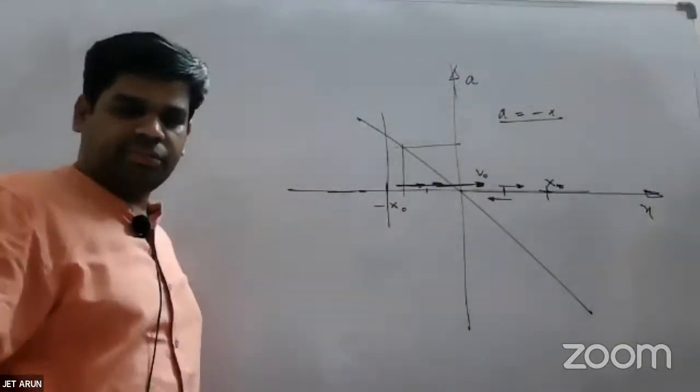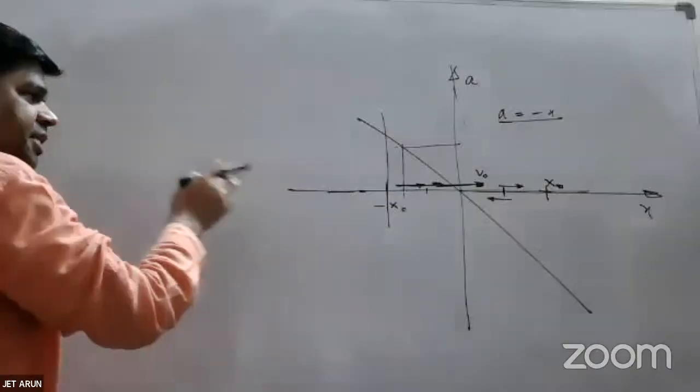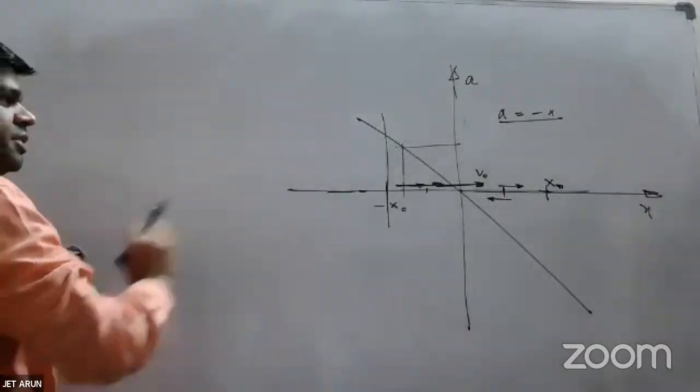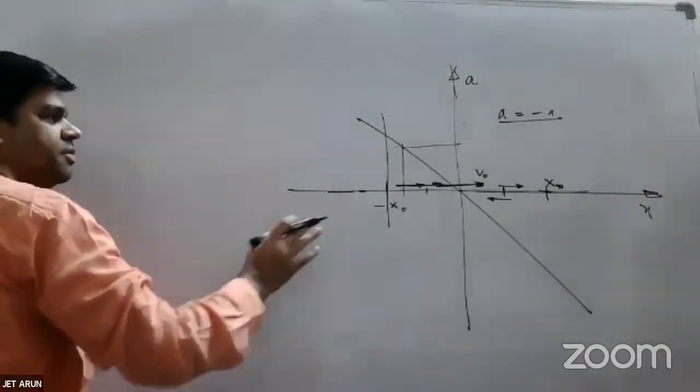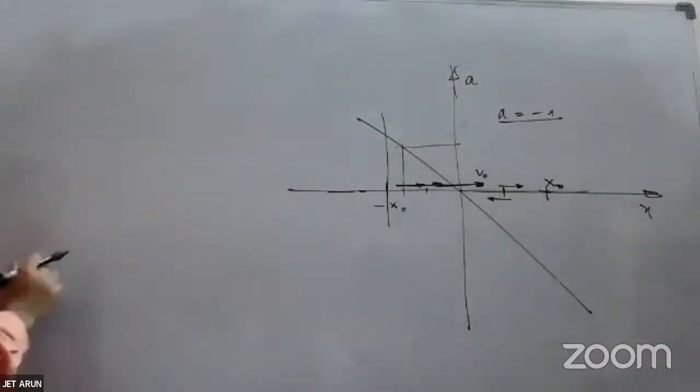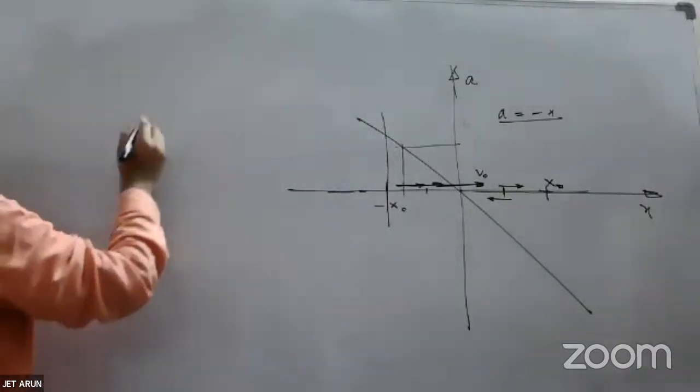All right. Yes, sir. Okay, now let us write equations for this one. This is the physical analysis correlated with the graph. The physical scenario is correlated with the graph. But now let us see the equations.